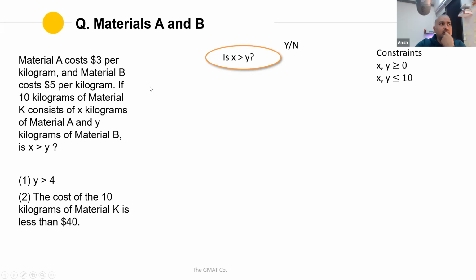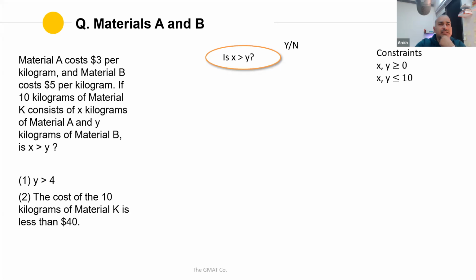Okay. X and Y are the weights combined. They add up to 10 kilograms. So each one of them must be less than or equal to 10, right? I mean, assuming that it's possible that one of them is not even there. And both of them should be greater than or equal to 0, right? They can't be negative. The weights can't be negative.